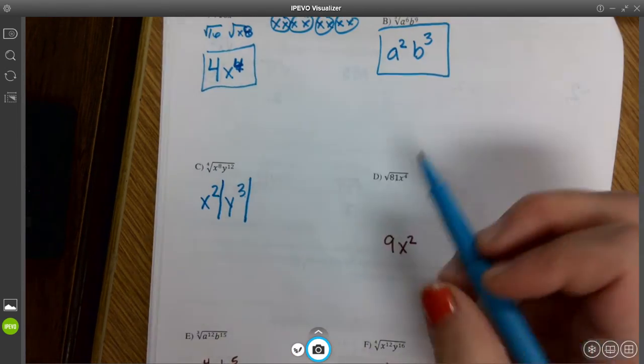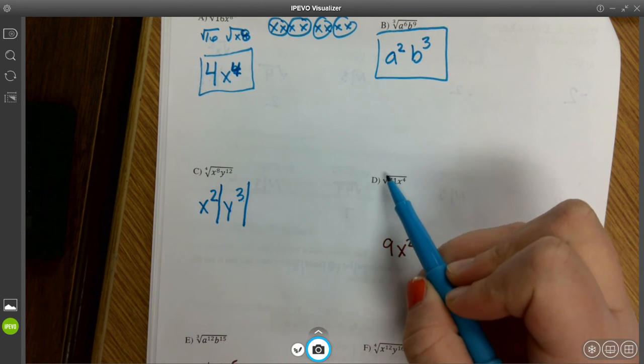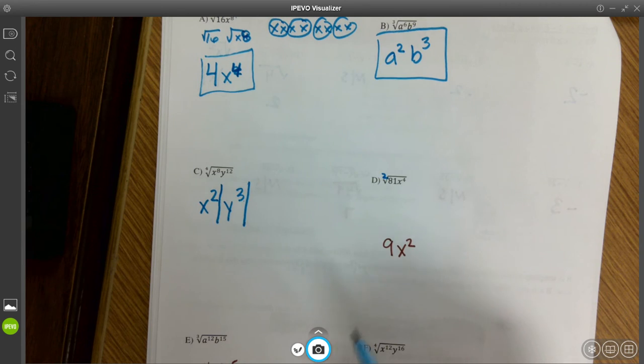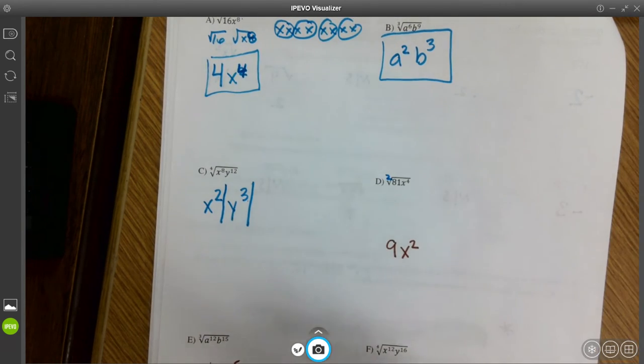For D, square root of 81 is 9, and there's 2 groups. And again, if there's no index, that's always a 2 right there. So x squared. Because this is still even, I don't have to worry about absolute values.